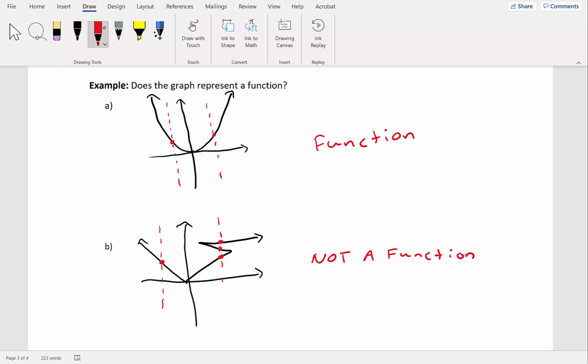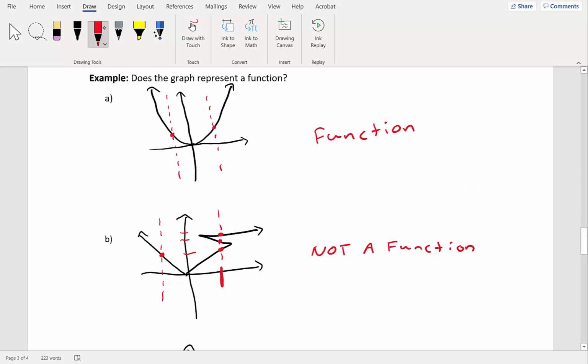And let's go back to our original definition. Every x value corresponds to exactly one y value. If you take a look at this x value right over here, this corresponds to 3 different y's. And that's why this vertical line test works. It will tell us if a certain x value has more than one y value.